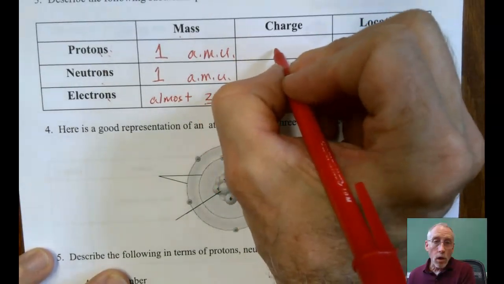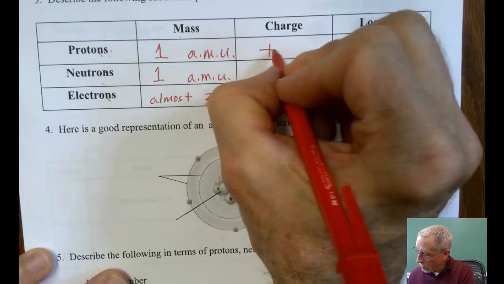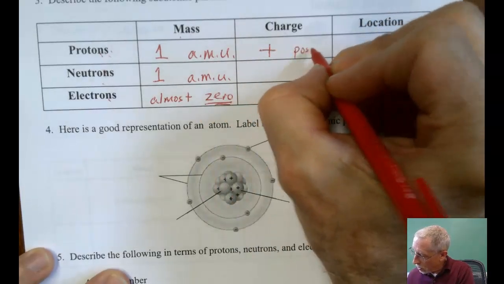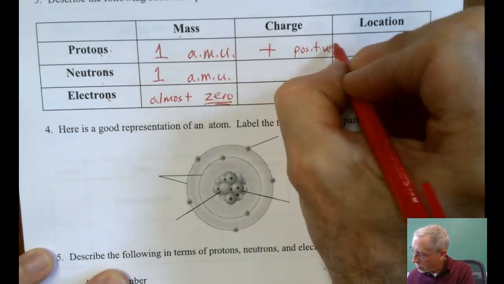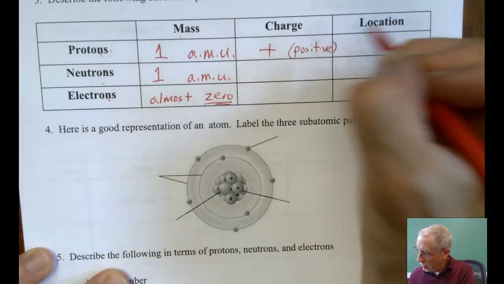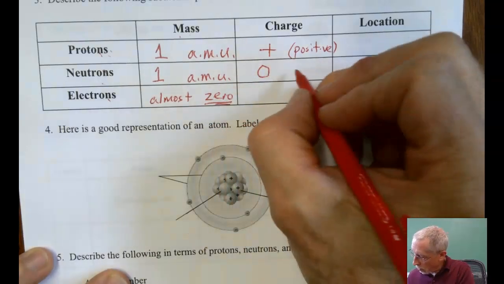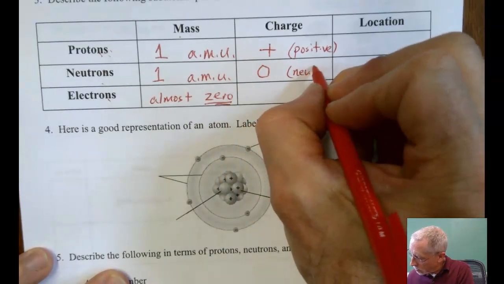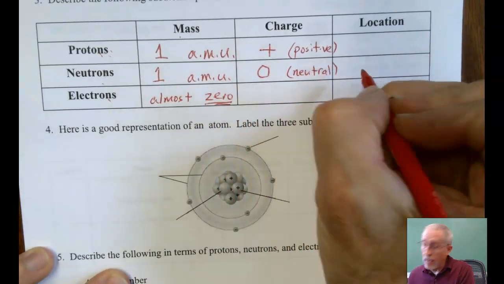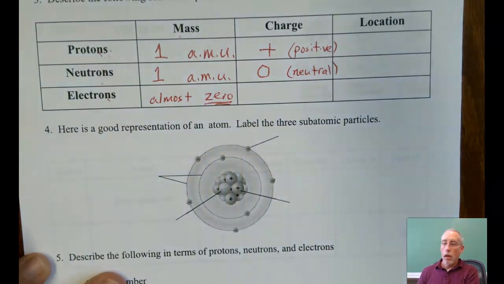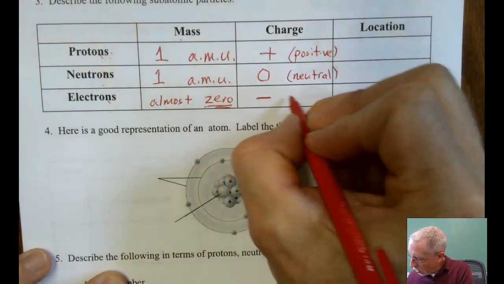We describe the charge of a proton as positive. We often just put a plus there, but I'll write the word as well. That means positive. Neutrons are neutral. That's why we call them neutrons. Neutral means they have no charge. And electrons are negative.